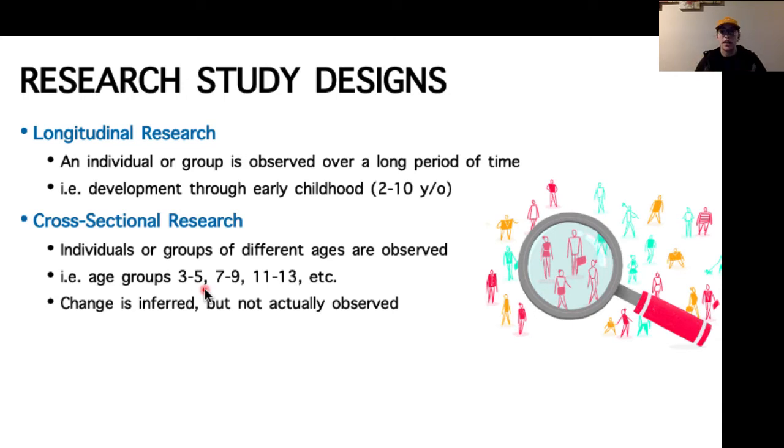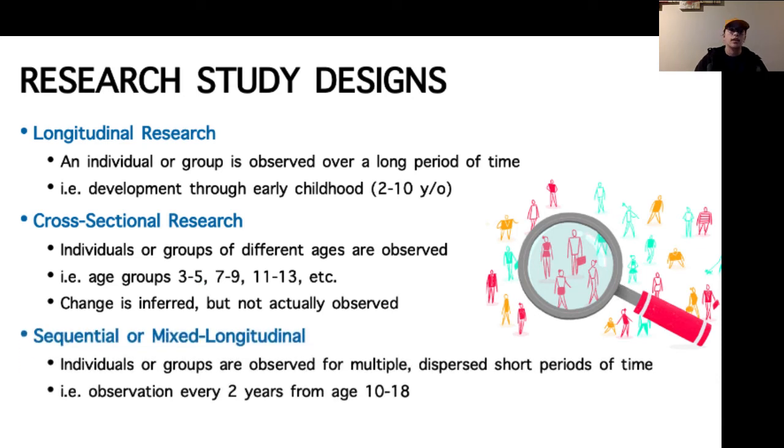The fact of the matter is you're taking different samples of people who have different characteristics, and then you're looking at how these ages or age groups are different from each other, and that's how you build your developmental trajectory. Again, the change or the pattern that the trajectory takes is going to be inferred development. It's not directly observed.